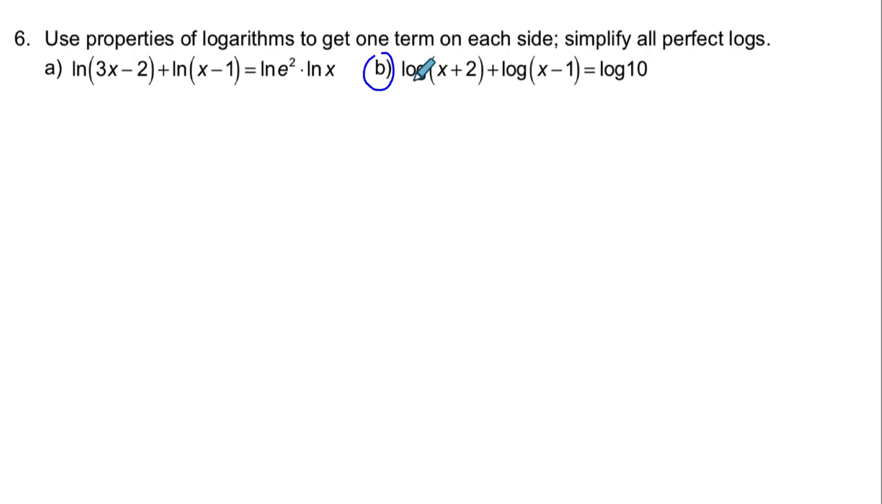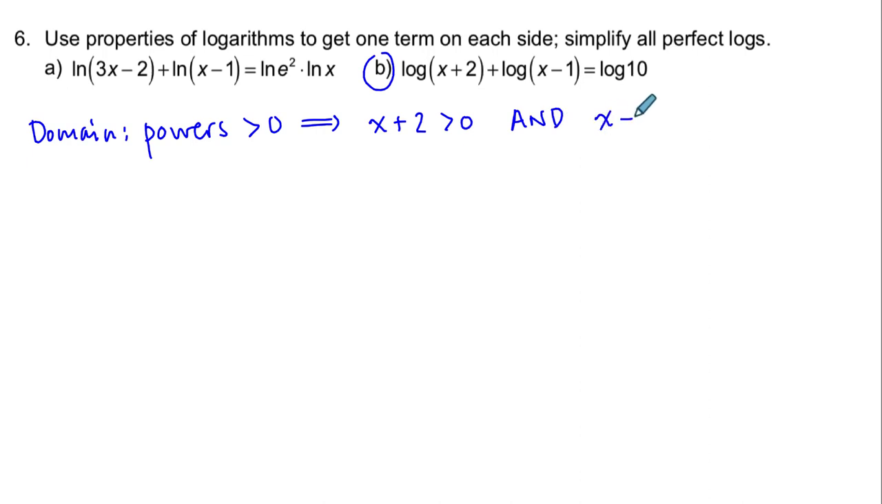In part B, we have a logarithmic equation, which means that the input is a power, and we have a domain restriction on powers. Powers must be positive. So before we do any algebra rearrangement using the properties of logarithms, we must state the domain. So we know that the first power of x plus 2 must be positive, and the second power of x minus 1 must be positive. So we get that x is greater than negative 2, and x is greater than 1.